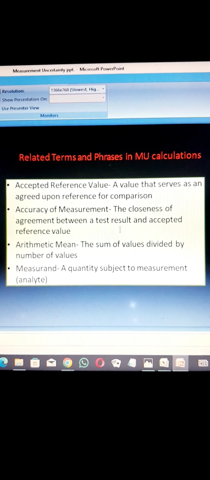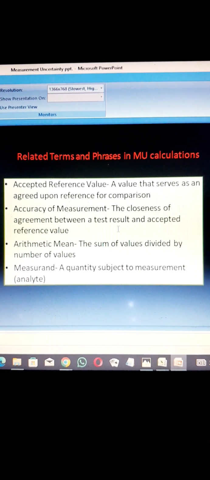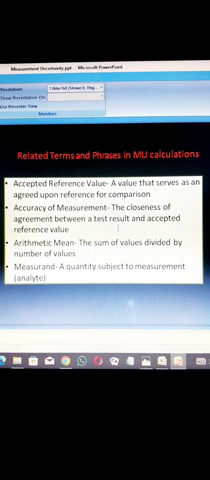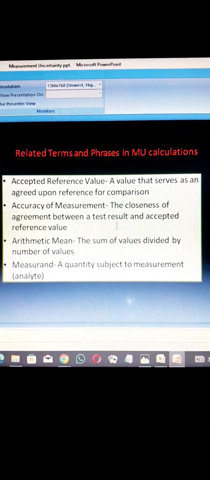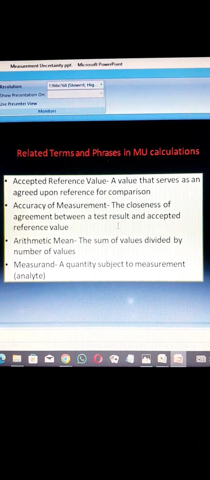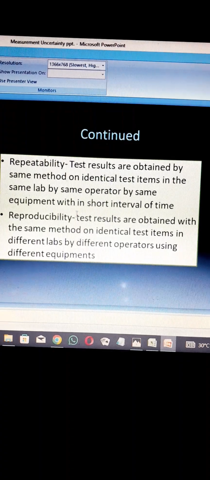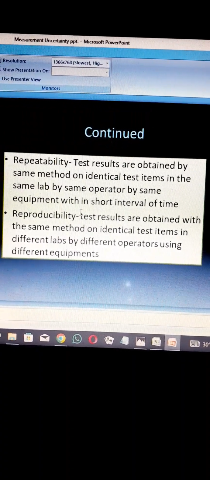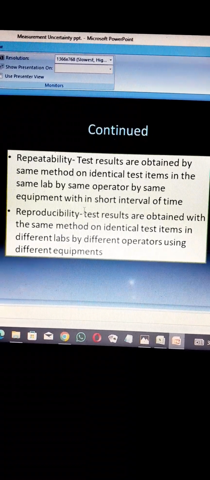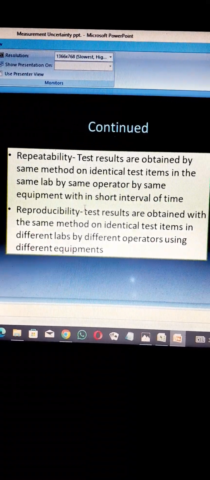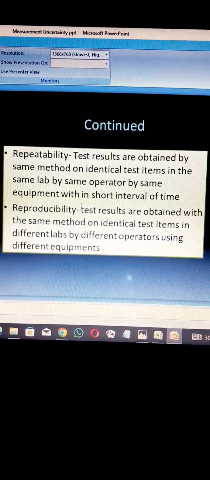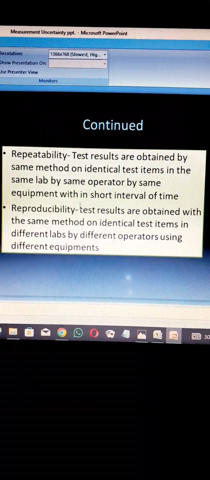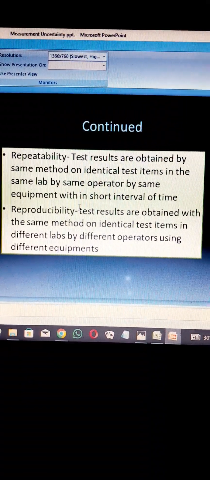Then come to arithmetic mean. This is the sum of values divided by the number of values. And then measurand, a quantity subject to measurement of the analyte. Then come to repeatability. The test results are obtained by the same method on identical test items in the same lab by the same operator with the same equipment within a short interval of time.